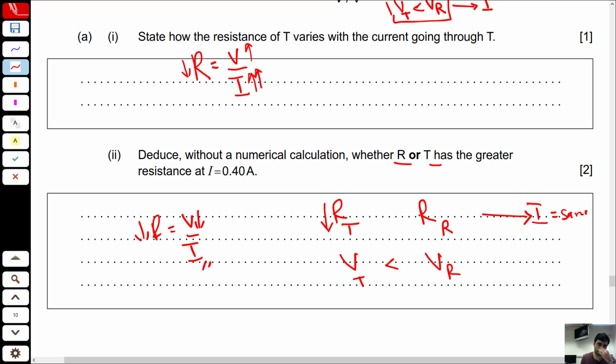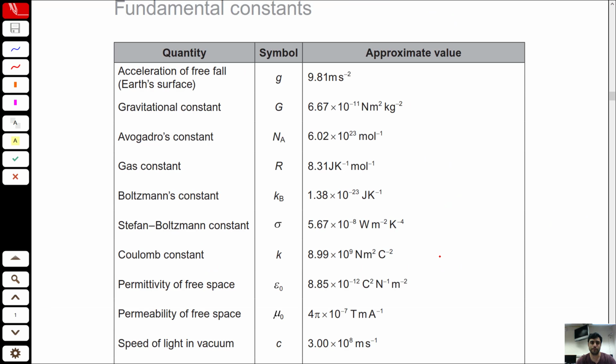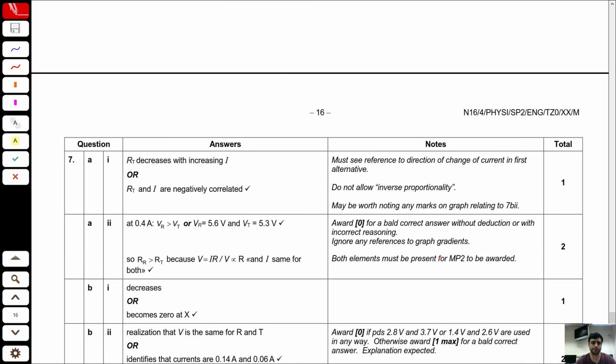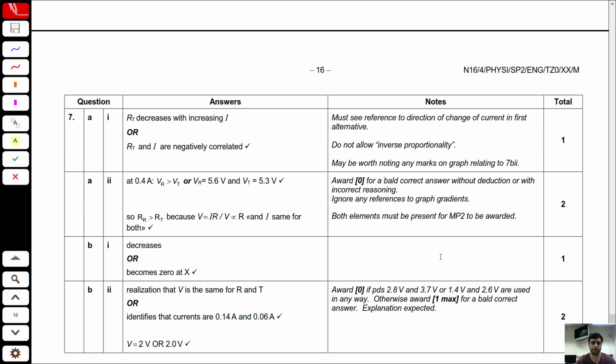So, deduce without a numerical calculation whether R or T has a greater resistance. R has a greater resistance than T because R has a higher voltage across it. It needs more energy, more voltage, for the same current to pass through. So R has a greater resistance. The resistance of R is bigger than the resistance of T.